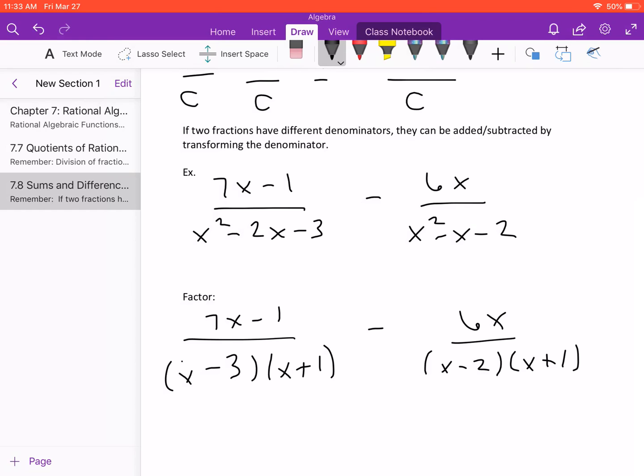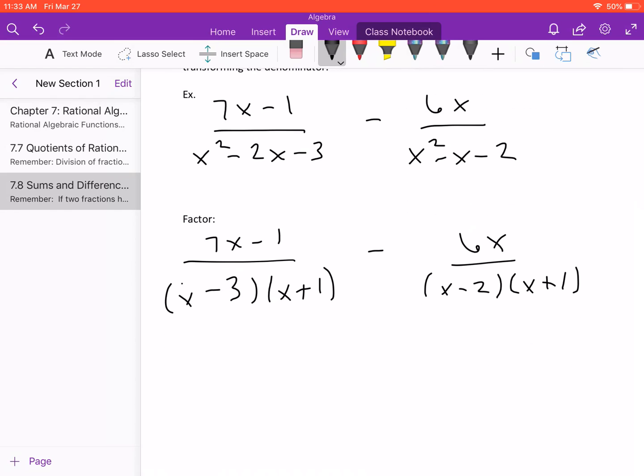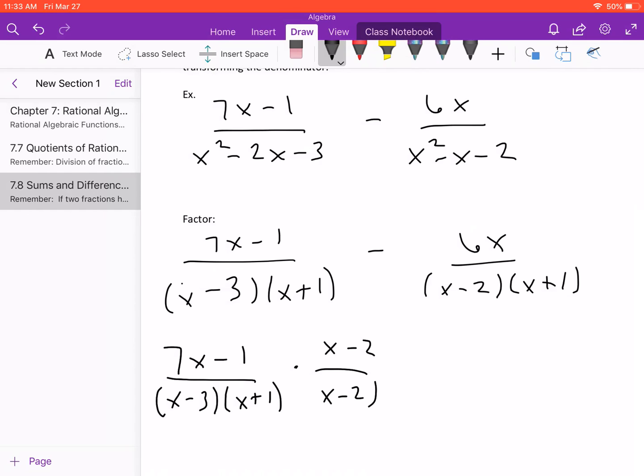And now my next goal is to figure out the least common multiple of the denominators. We want the same denominator. In order to do this, I'm going to take my first part of the expression, (7x minus 1) all over (x minus 3) times (x plus 1), and I'm going to multiply this by (x minus 2) over (x minus 2). And that is because I'm trying to find a least common multiple.